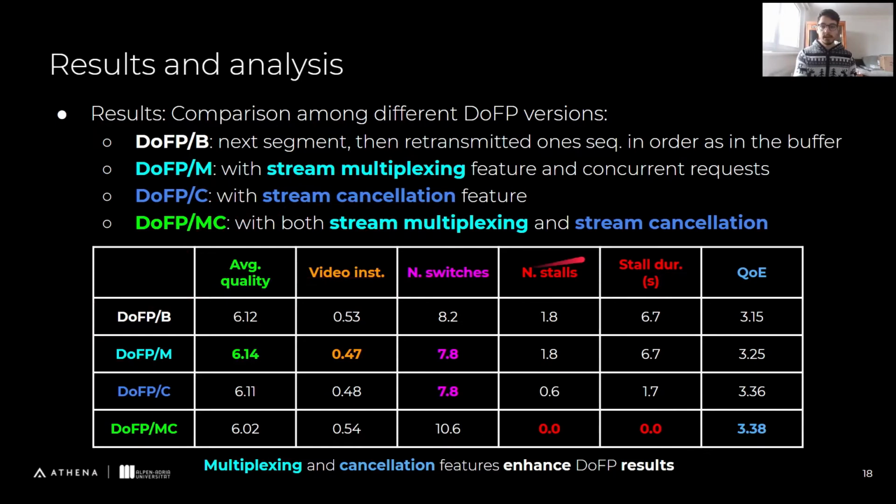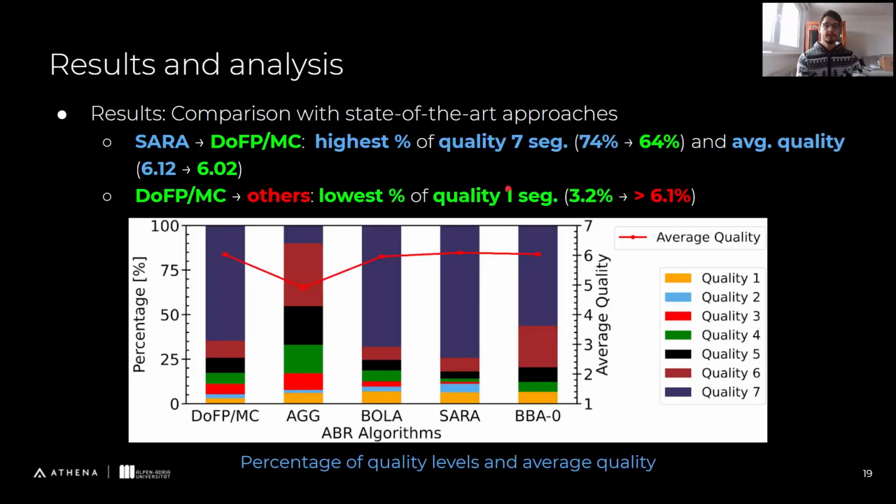In this table, we can see the different results, with the best results in different colors. We can state from this table that the best results are achieved when the multiplexing and cancellation features are utilized. We can see here the multiplexing feature best results, and multiplexing plus cancellation best results. We can state then that the multiplexing and cancellation features enhance the DFP results.